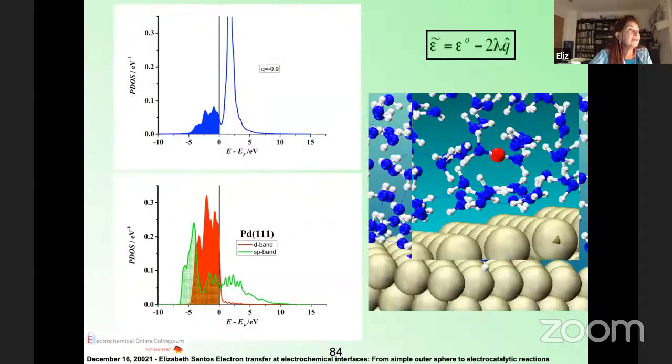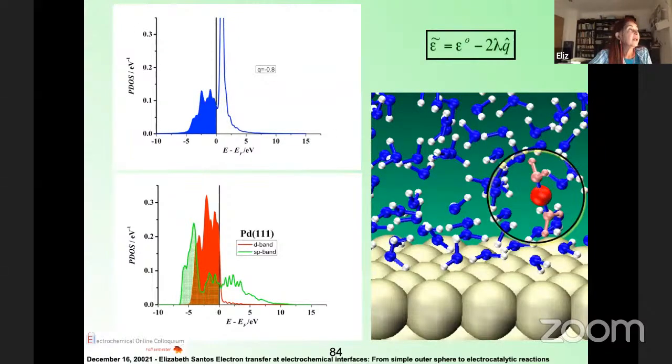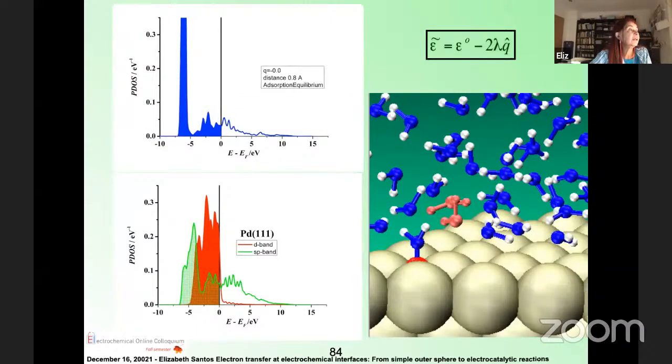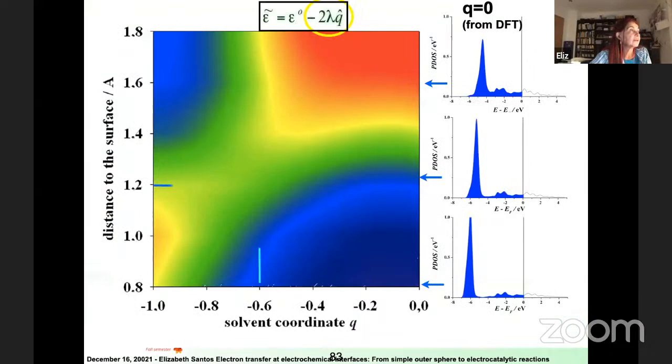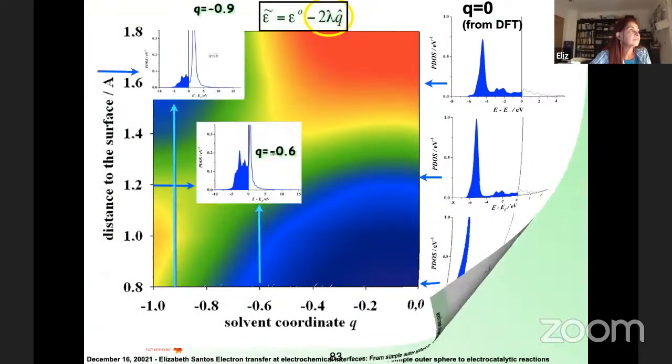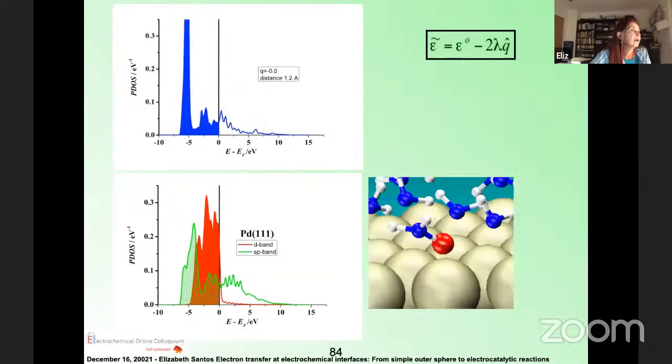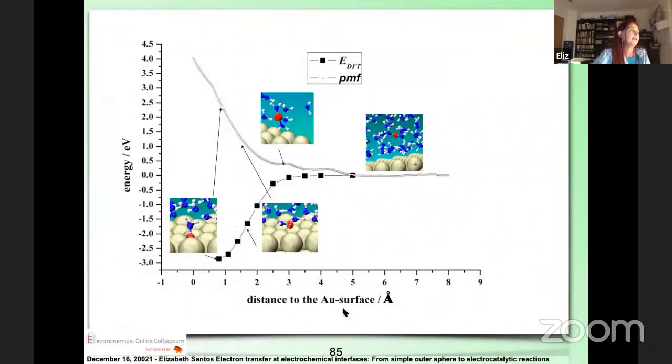Good. Then we see here, far away, we actually have this Zundel ion, and then when it comes near at this distance, the density of states changes to that, and at the end here we have lost practically half of the solvation shell, and it is deformed and interacting with the metal, and at the end we have the adsorbed hydrogen at the metal.